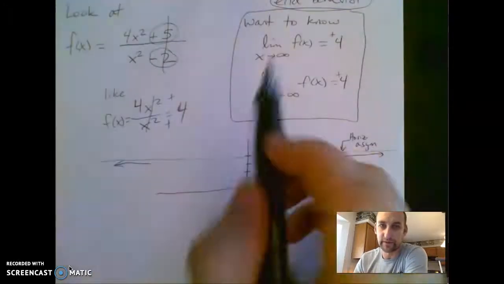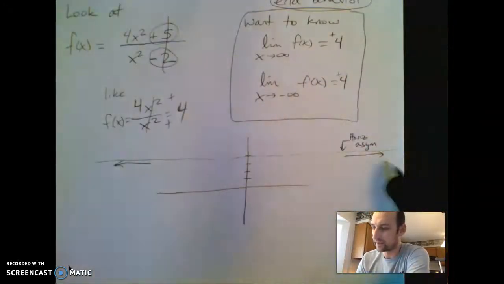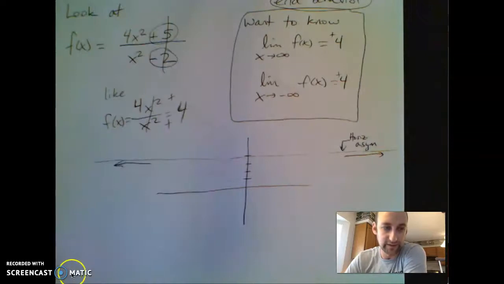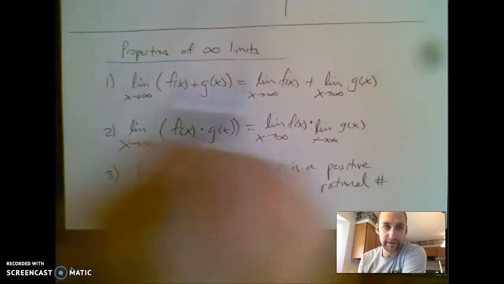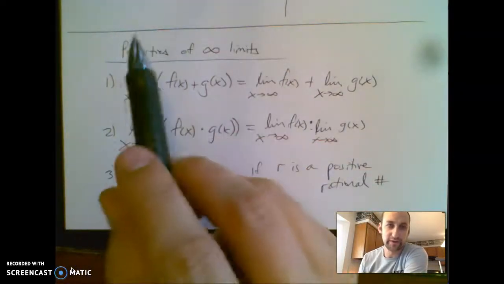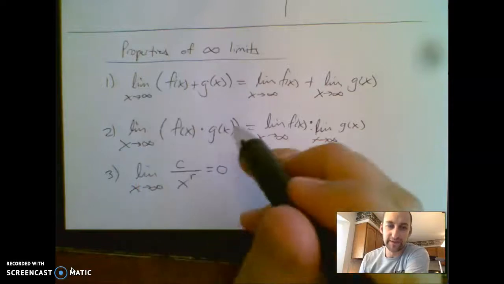Right now, we're just worried about finding that number that your graph approaches way out to the sides. So we'll do a couple more examples till you get comfortable with this. And before we do a couple more examples, I want you to write down these properties of infinite limits.